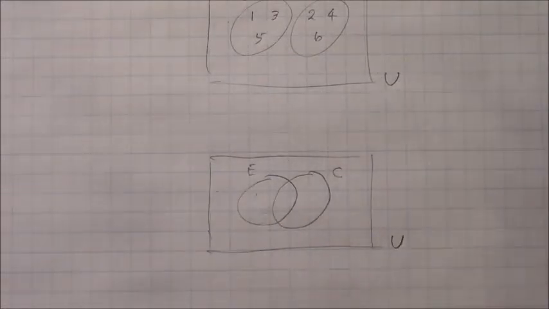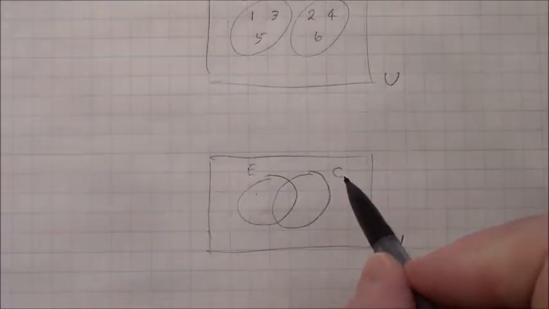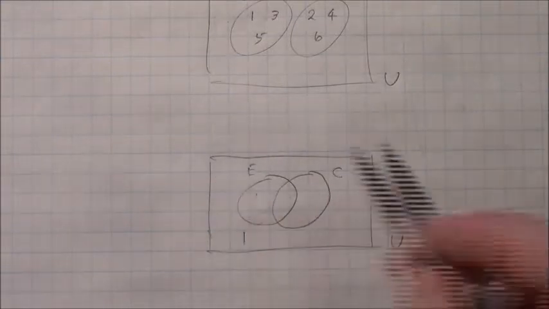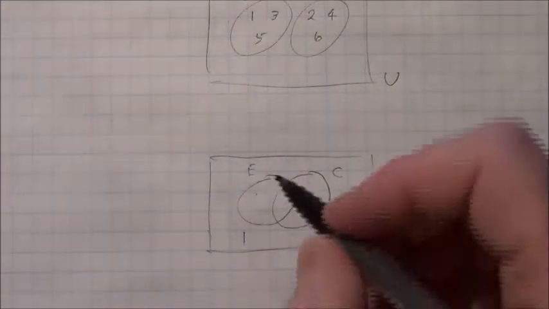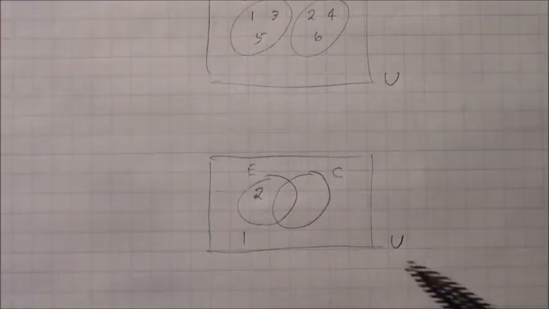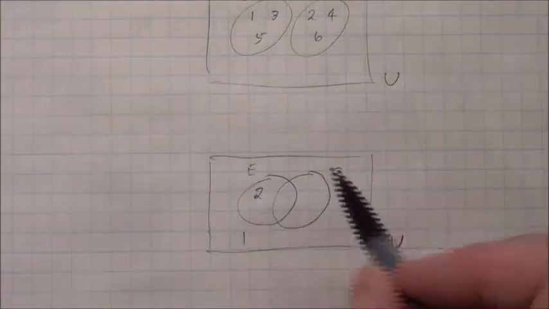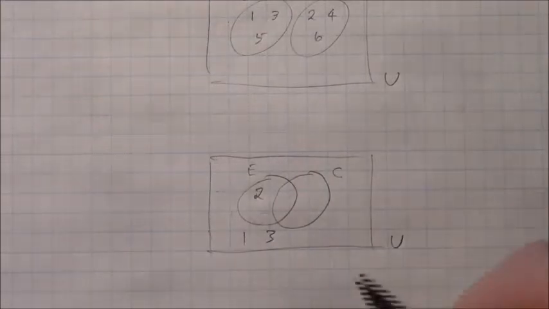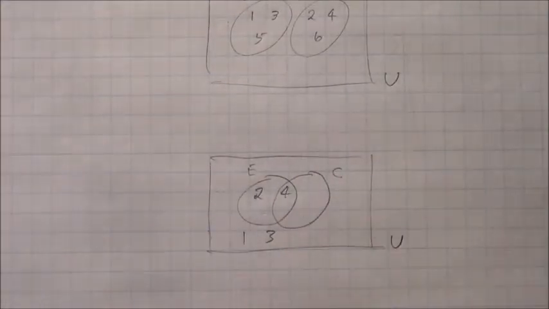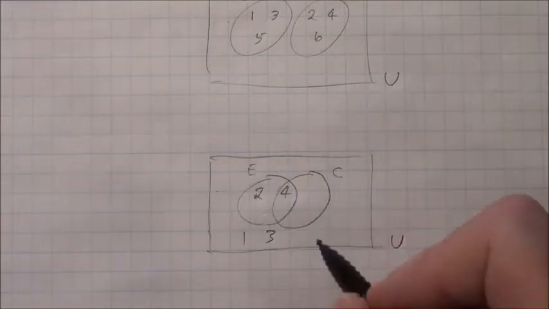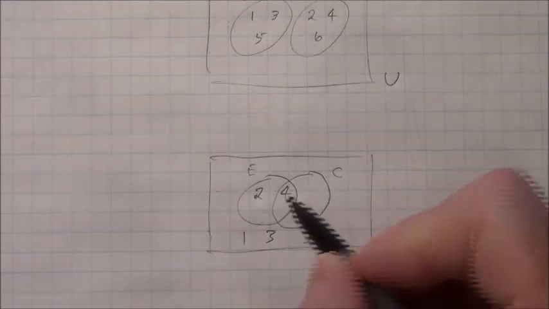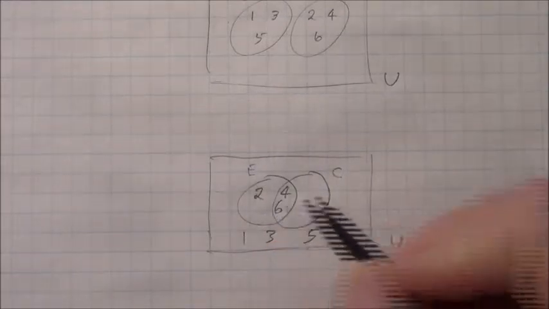So first of all, we roll a 1. Well, a 1 is not composite and is not even, so 1 is going to be outside here, but it's still inside the universal set. 2 is even, but 2 is not composite. It's a prime number. Then we go to 3. Well, 3 is not even or composite, so it goes down here. 4 is even, and it is composite, so we put the 4 here. 5 is not even or composite, so put the 5 there. And then we look at 6, and 6 is even and composite, so we put that there.